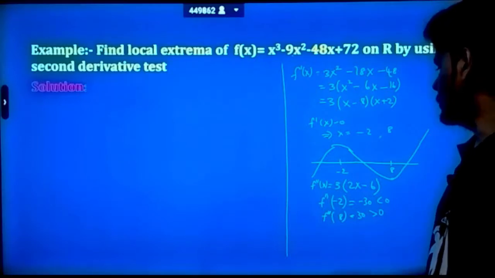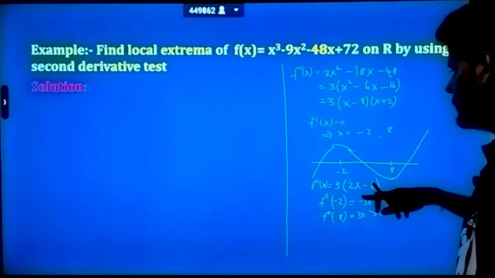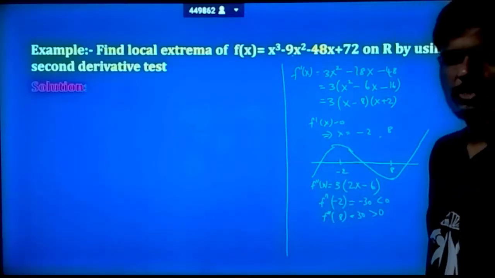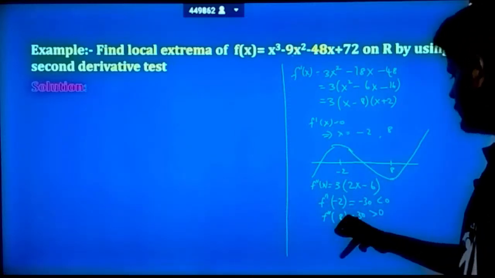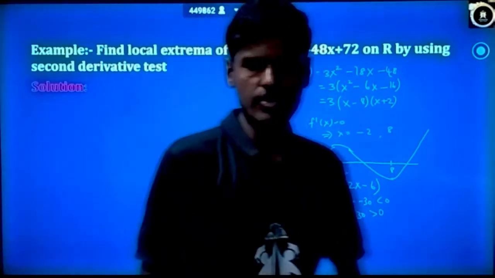Now we will see the solution. Suppose we have to find the maximum and minimum value at this critical point, then we have to just substitute. Maximum value will be f of minus 2, so in the function we have to substitute minus 2. Similarly, minimum value will be f of 8. Now we will see the solution for this.